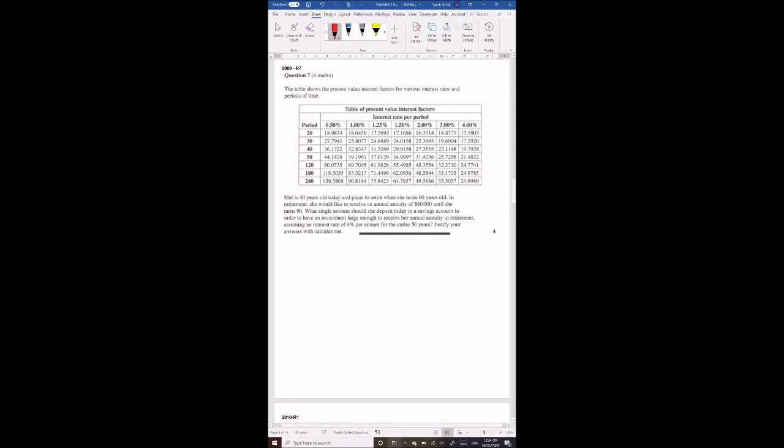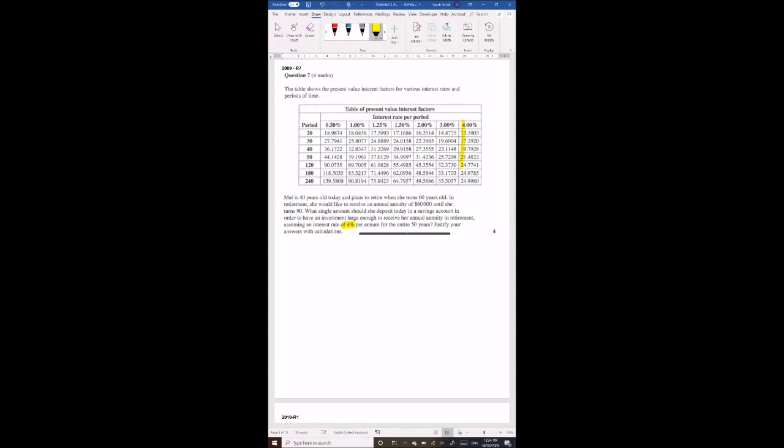Question 7 here, we've got a present value table. Mel is 40 years old today and plans to retire when she turns 60. In retirement, she'd like to receive an annual annuity of $60,000 until she turns 90. What single sum should she deposit today in a savings account in order to have an investment large enough to receive her annual annuity in retirement, assuming an interest rate of 4% per annum for the entire 50 years? Okay, so we're looking at 4%.